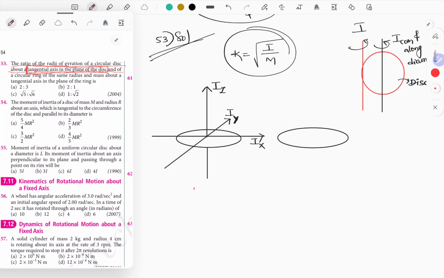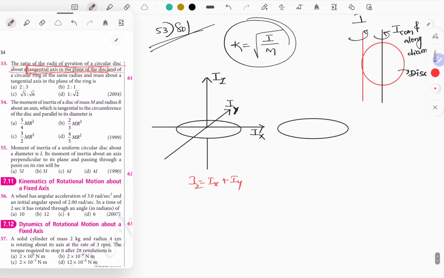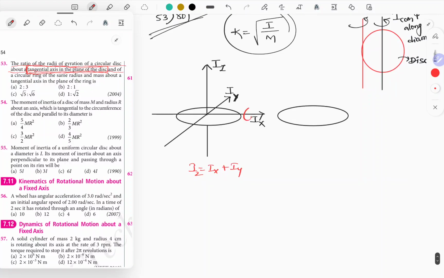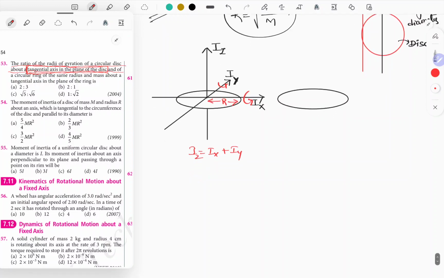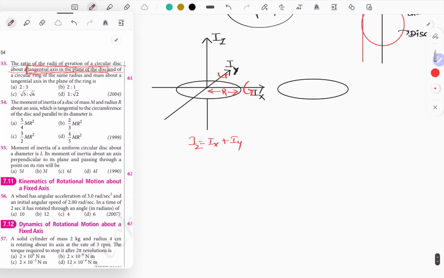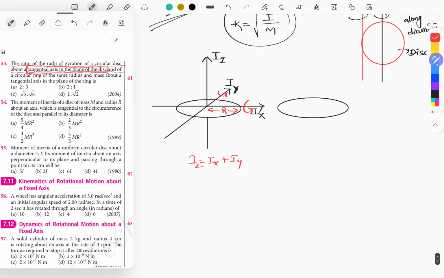So what's the formula? Iz equals Ix plus Iy, right? If you observe one more point, whether you rotate the object about the x-axis or about the y-axis, the moment of inertia of the object is going to be the same, as both the axes are passing through the diameter only. That is the reason moment of inertia through these axes is the same. So I can represent Iz equals 2 times Ix or 2 times Iy.